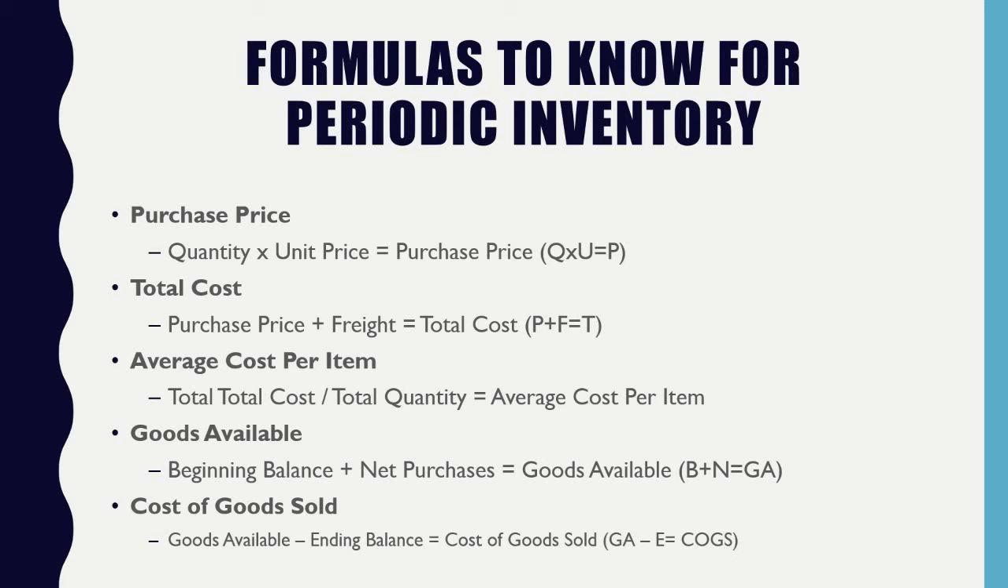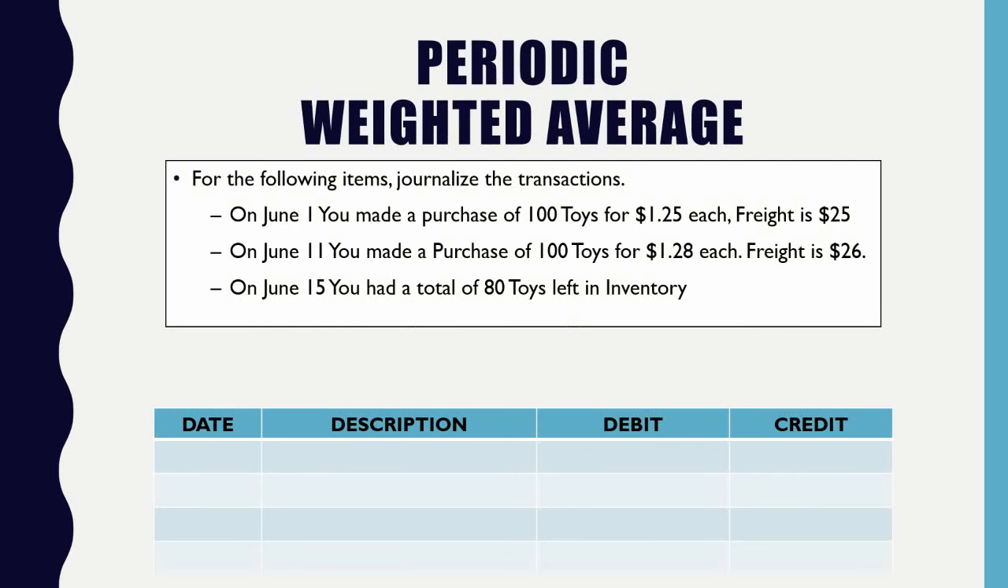So this is where the formula is going to be. We're determining the average cost per item, which you get by taking your total cost and dividing it by your total quantity. Everything else is the same. So let's go ahead and dive into this example.